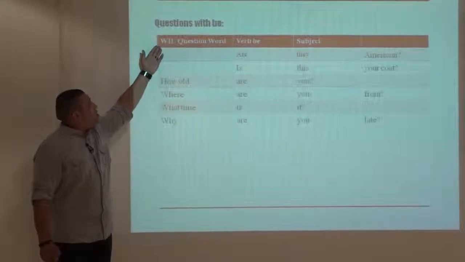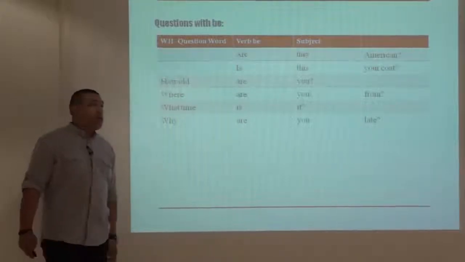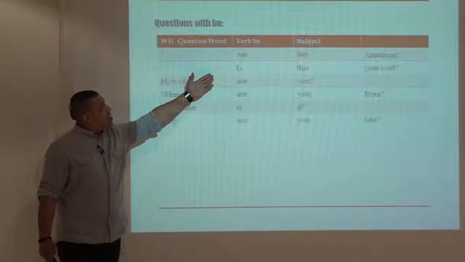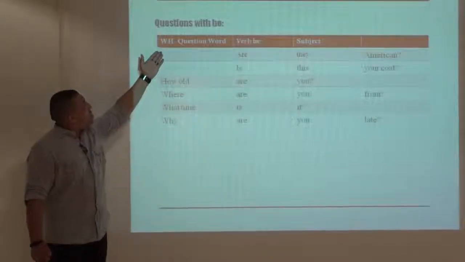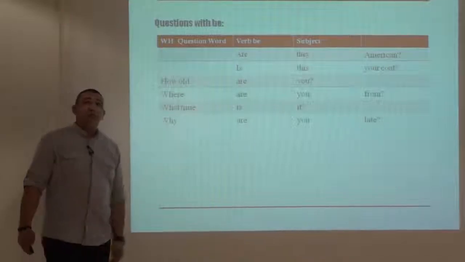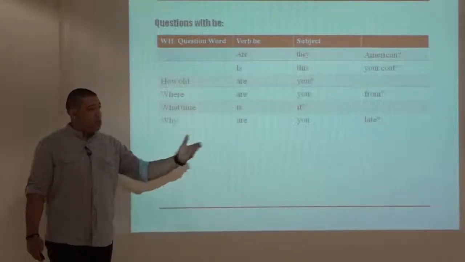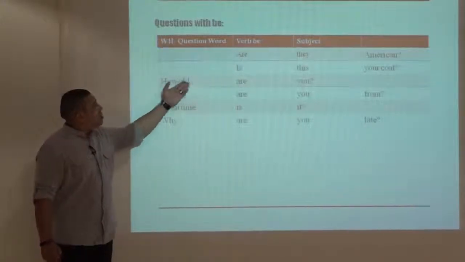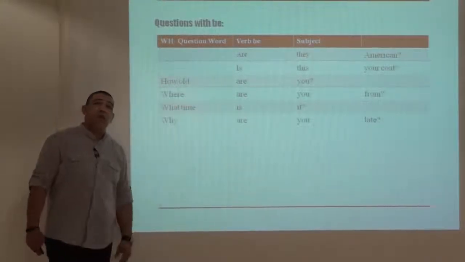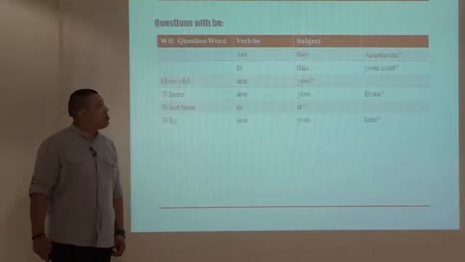But questions with WH are different from am, is, are, yes, no questions. When we use WH questions, we give information to the hearer. For example, how old are you? So you can say like, I am 19 years old. So you give information to the hearer.